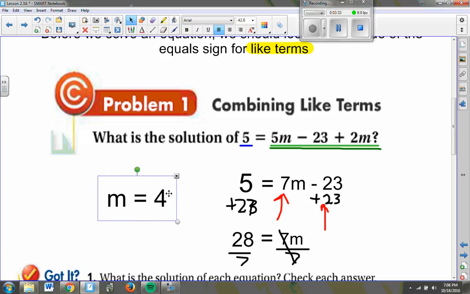So I've combined the like terms, and then I have a two-step equation that I can solve by undoing the subtraction and the multiplication, just like we did in our last video on our last set of practice problems.